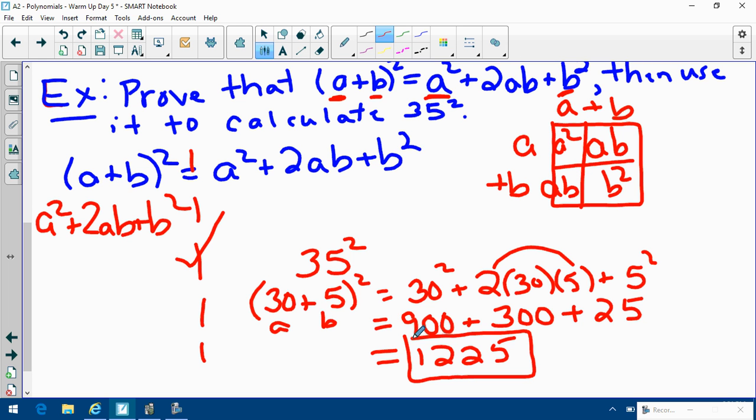Okay. So the last thing we have to talk about today are Pythagorean triples. So when we're ready to go on, if you're still writing, pause the video for a second, but otherwise, here we go.